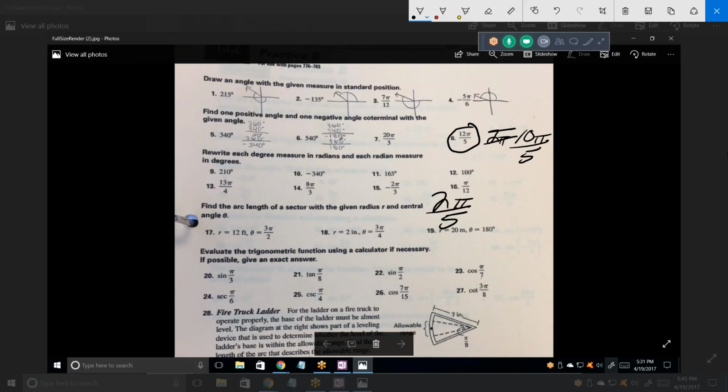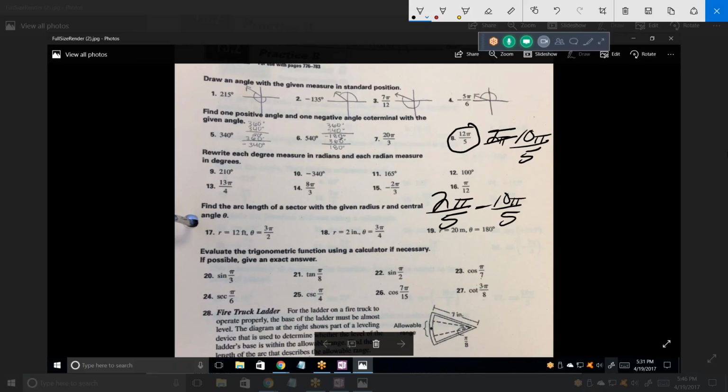I would have preferred this problem say: find one positive angle in the unit circle and one negative angle in the unit circle. In other words, make these angles be less than 2 pi. Okay, well, there's one of them. There's the positive one. And if I want the other one, then I'm just going to subtract another 2 pi, or another 10 pi over 5.